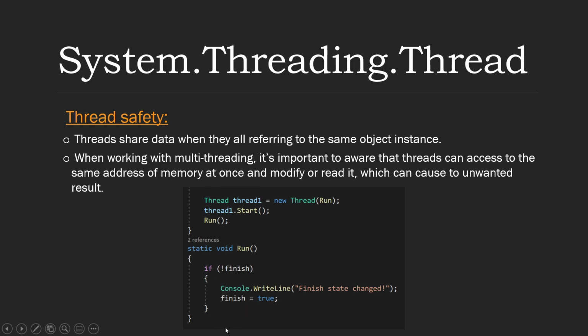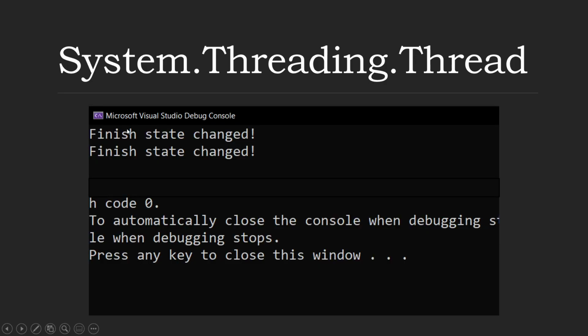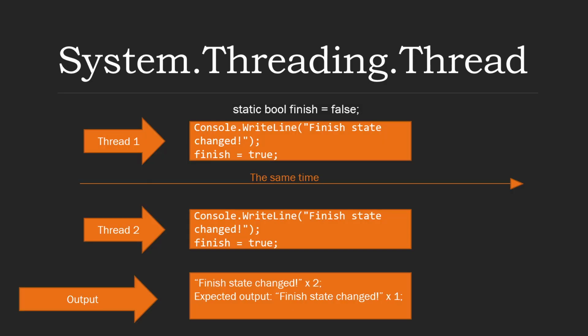So here I create a simple function which will just print out, the purpose is printing out this once. Finish is a static Boolean field. So if I run the thread and also run the run delegate action on the main thread, it will result in printing out twice. That's because these two threads share the same resource. So here is a simple diagram explaining what happened.